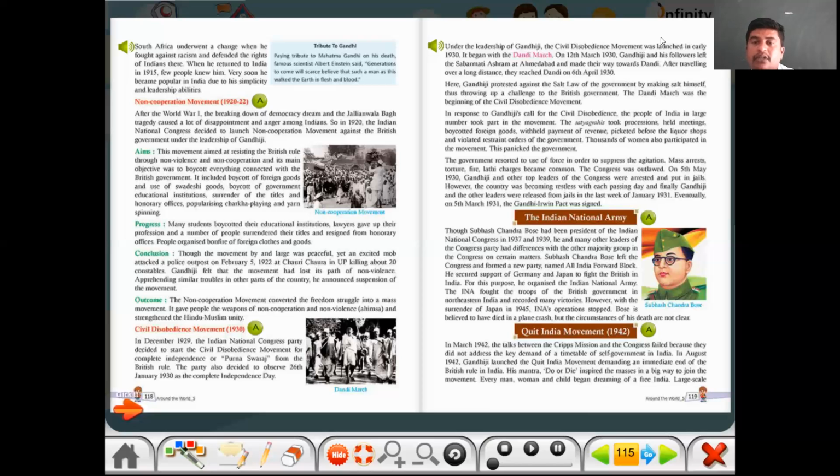Bose is believed to have died in a plane crash, but the circumstances of his death are not at all clear. Up to now, we have been taught like this, right? Yes, Subhash Chandra Bose is said to have died because of a plane crash, but the truth is different, yet to be proved. Here is a beautiful animation.